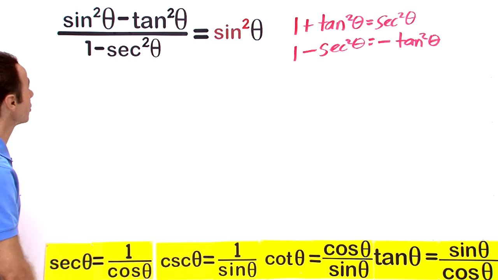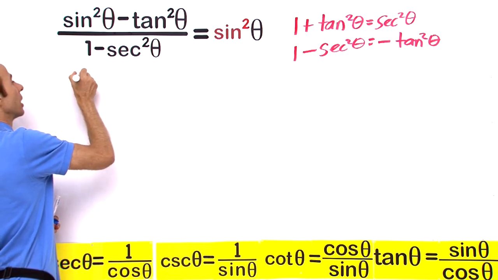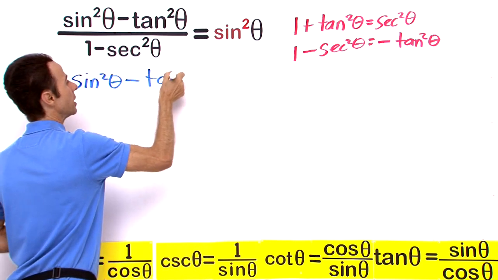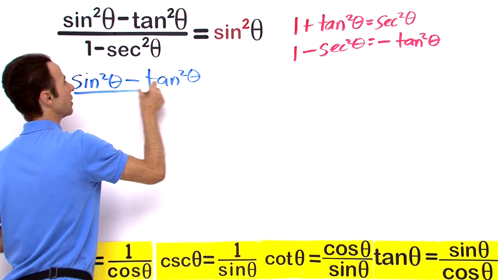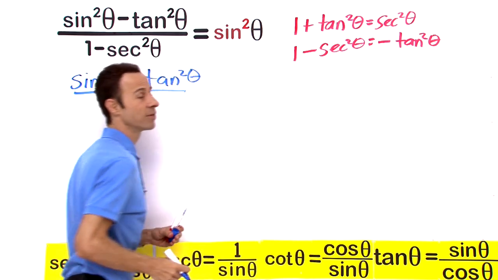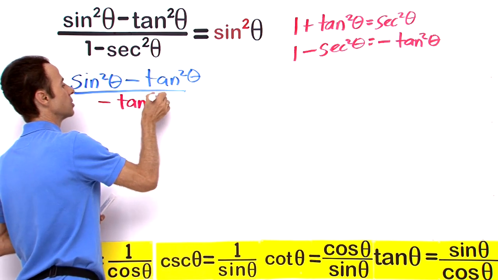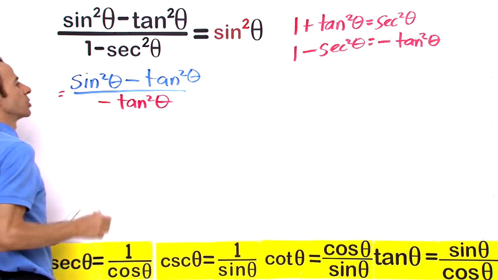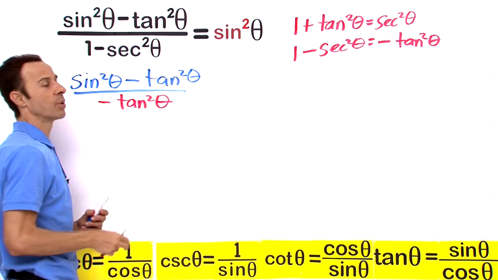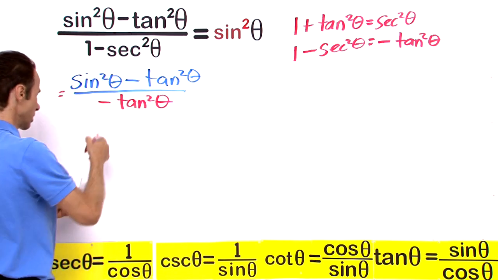But first I'm going to write out the top again as it is. So we've got on the top, sine squared theta, take away tan squared theta, all over, let's drag and drop, 1 minus secant, and replace it with negative tan squared theta. So let's put it right here. Okay, so we got that. Now, what do we want to do? Well, let's take the tan squared theta and put it underneath that one, and then put it under this one over here. So that's conventional algebra here.